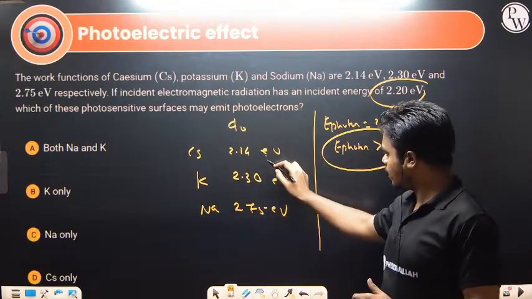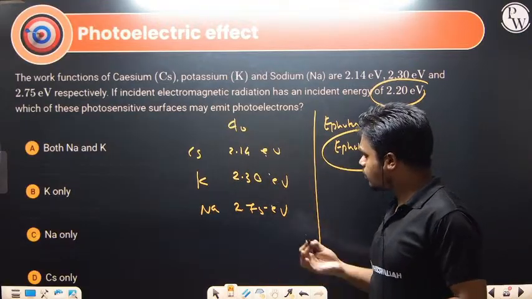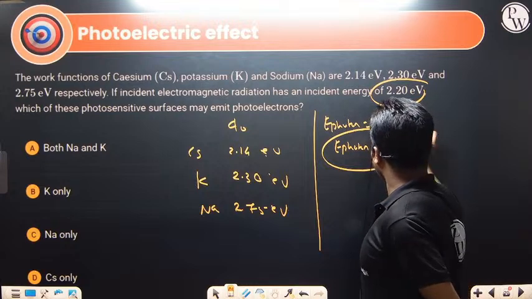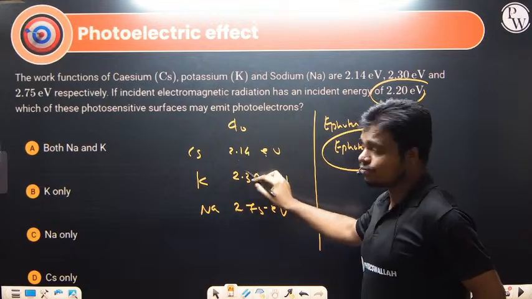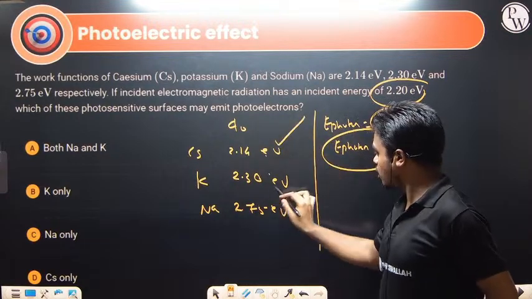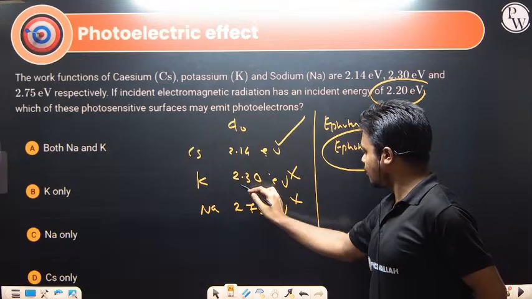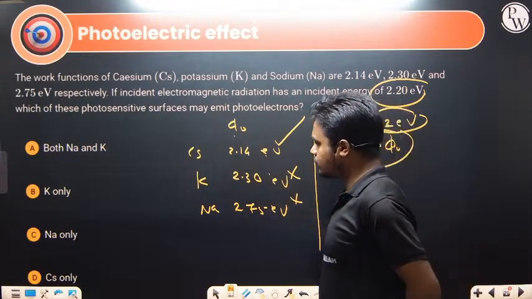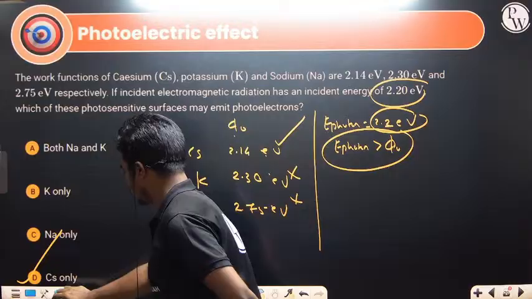Out of this one and this one, which one is possible? The energy supplied is how much? 2.2, and this requires 2.14. This will emit the electrons, but not this one and this one, because the work function is greater than the energy supplied. So the answer is option D, that is cesium only.